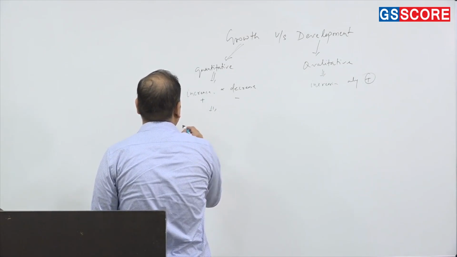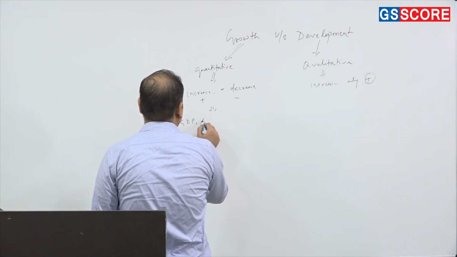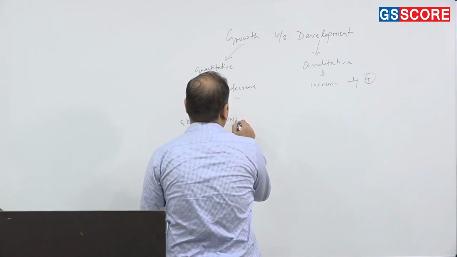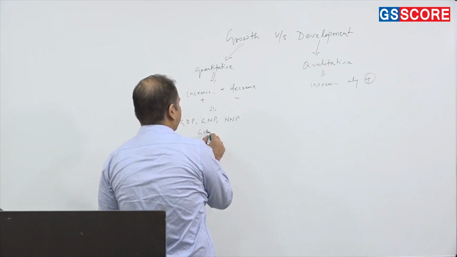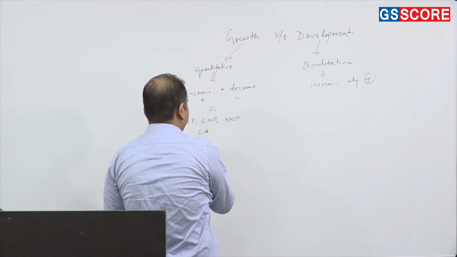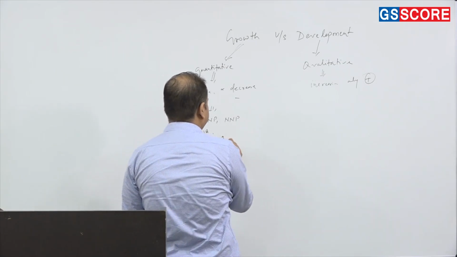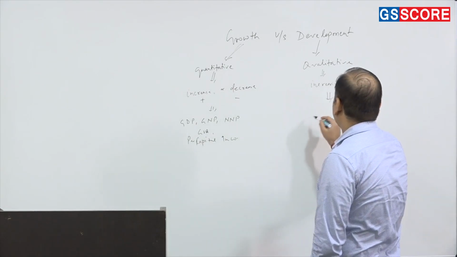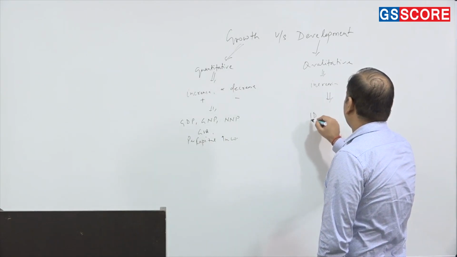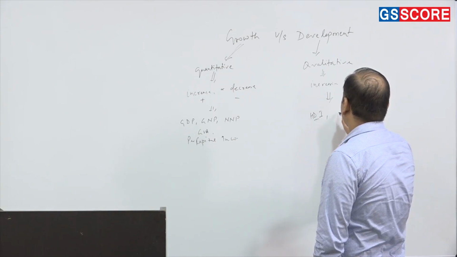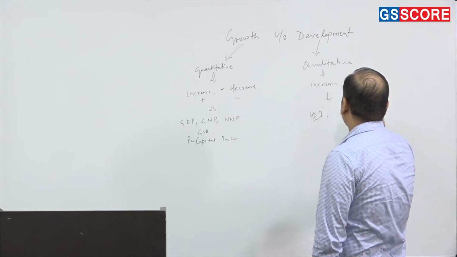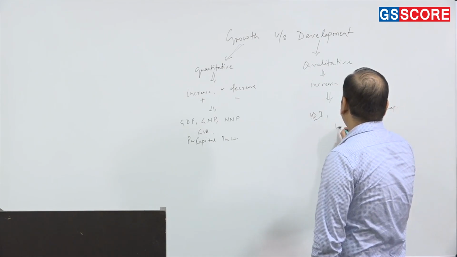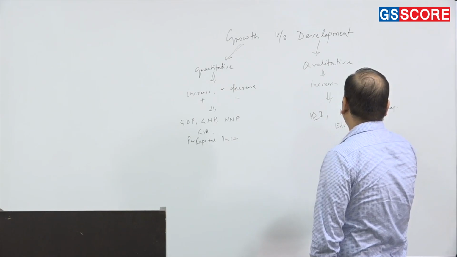Few of the indicators that are being used are GDP, GNP, NNP, GVA, per capita income. Some of the indicators used, like the Human Development Index, you will have literacy, you will have the gender gap, you will have education, healthcare.